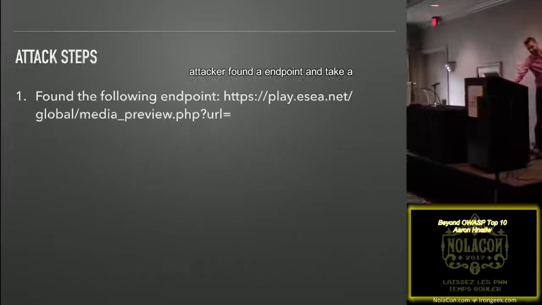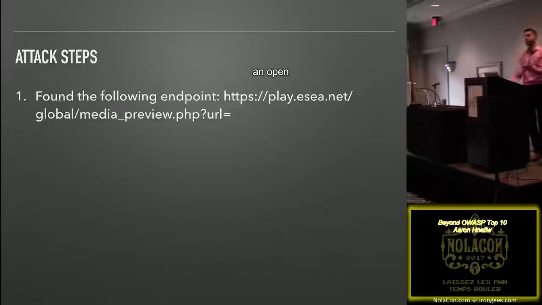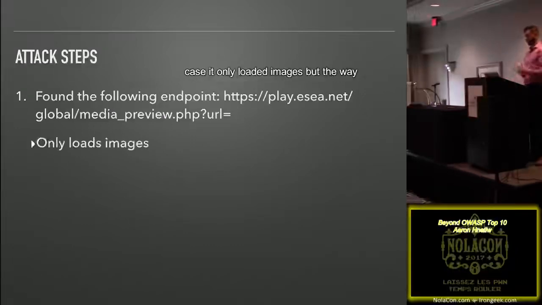An attacker found an endpoint, and take a look at that endpoint URL. At the end, there's mediapreview.php, and then the parameter is url=. When you find url= in a URL, you're laughing as an attacker. It's great, because oftentimes that'll result in an open redirect. So you can put anything in the URL and then either the user will be redirected, or, what happened in this case, it allows you to load content into the page. In this case, it only loaded images.